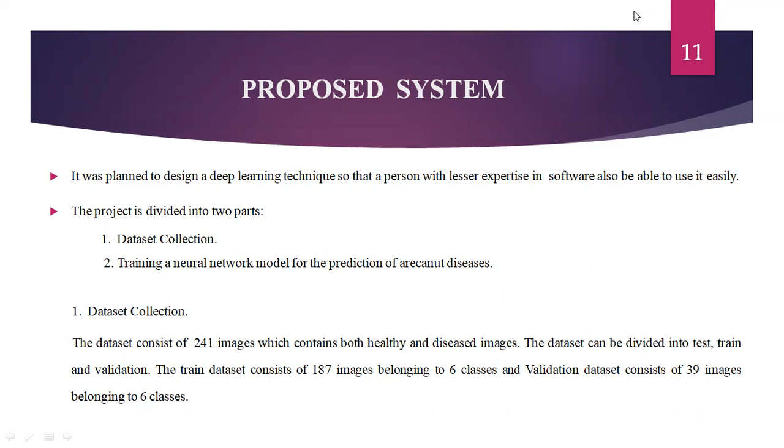In this work, the dataset is collected from a website called the Kaggle website for detecting the diseases in the Arecanut. The dataset consists of 241 images which contain both healthy and diseased images. The dataset is divided into test, train and validation. The training dataset consists of 87 images belonging to 6 classes and the validation dataset consists of 39 images belonging to 6 classes.